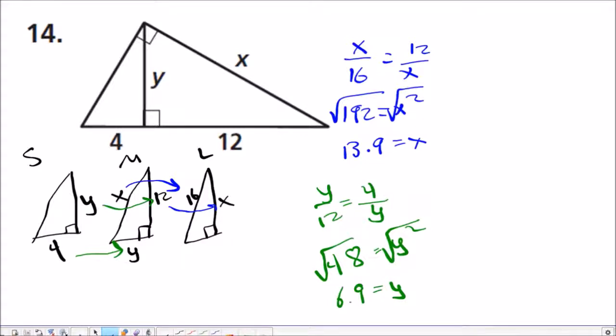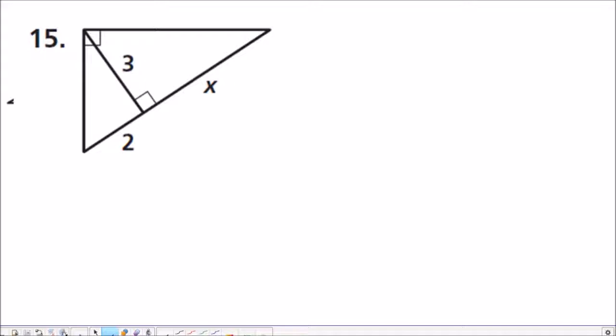Let's try another one. Pause the video, draw it, do as much as you can, only hit play when you're ready for help. Small, medium, large. S, M, L. Put in my right angles, and let's label them up.